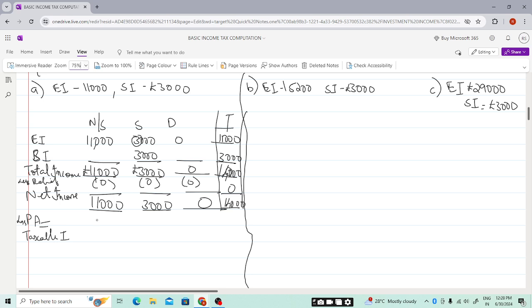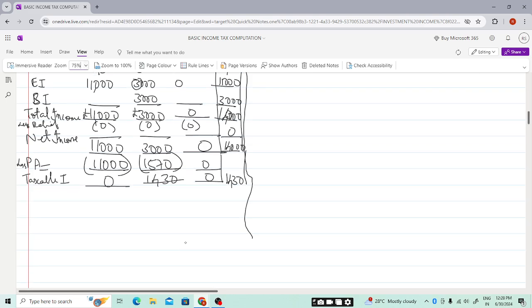So what is the amount of personal allowance that will be available? That is 12,570. But our saving income is only 11,000. So our saving income will be taxable saving, non-saving income will be 0. And the rest, what is the rest amount? That is 1,570, which will be reduced from this. So our taxable saving income will be 1,430 and no dividend income, so it will be 0. So our total taxable income will be 1,430.